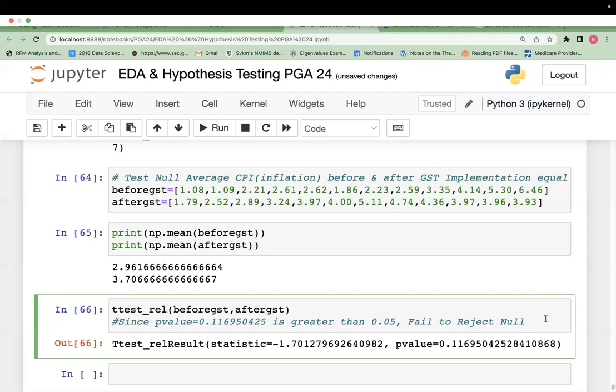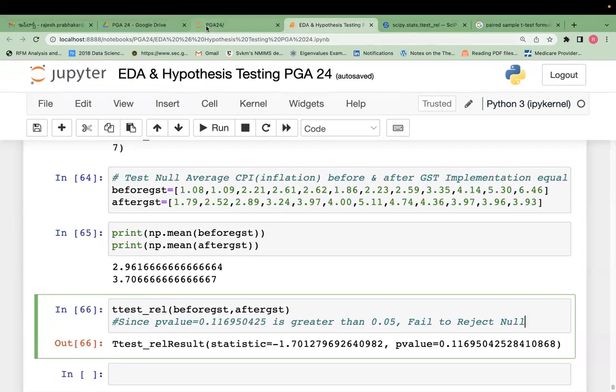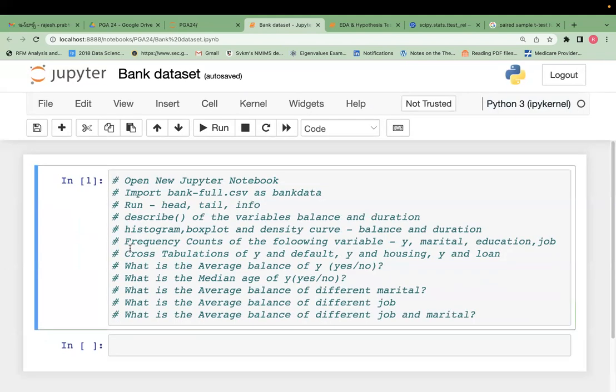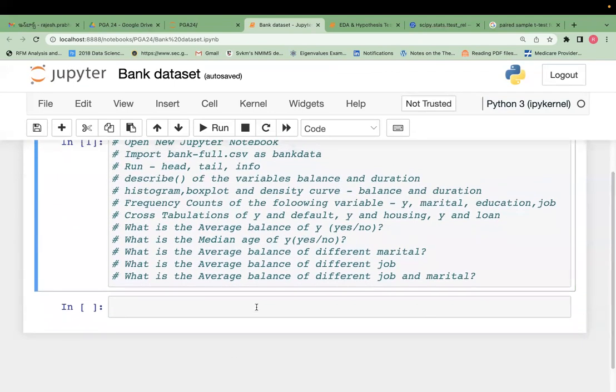Got it? Done, all of you? Now, all of you go to your bank data set which you worked upon earlier. Bank data set you have worked on, right? And you submitted. Open that notebook. Run all the cells.